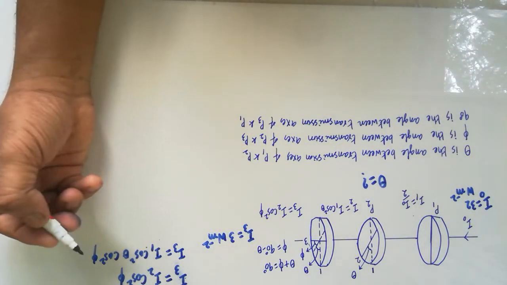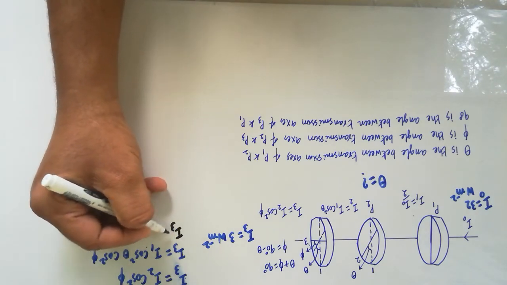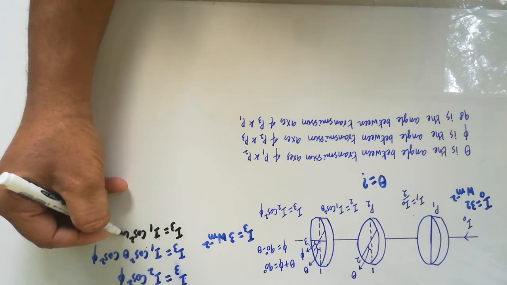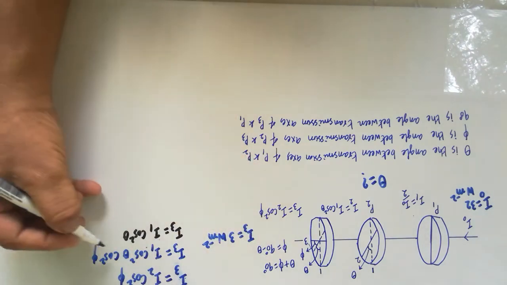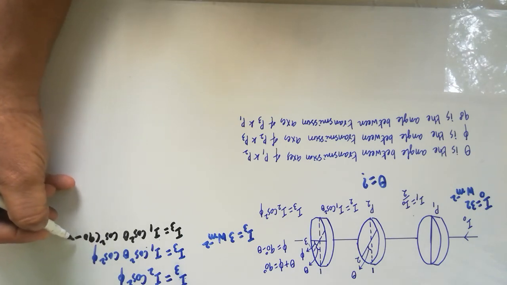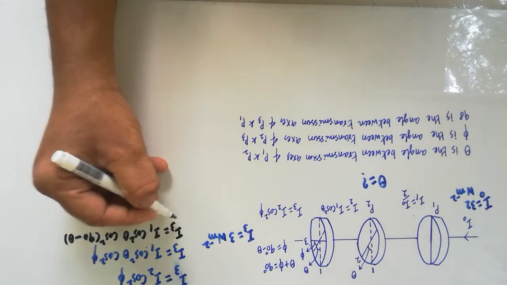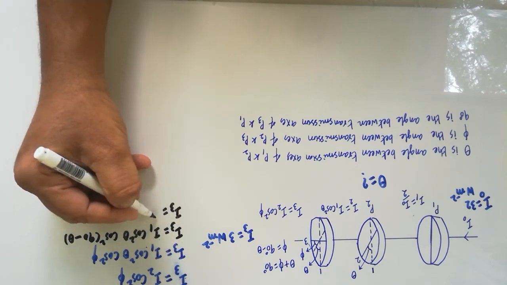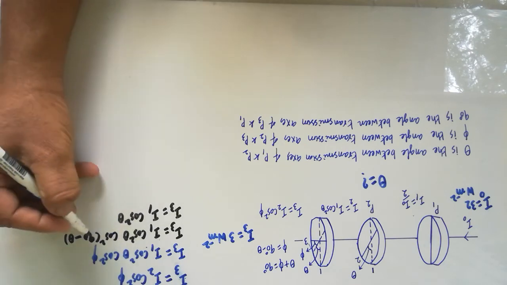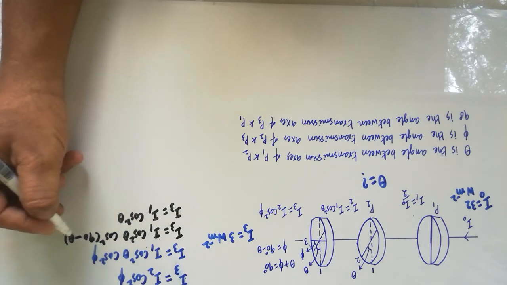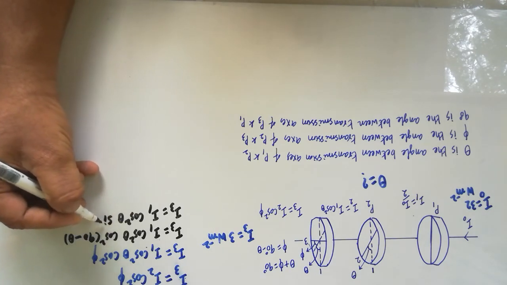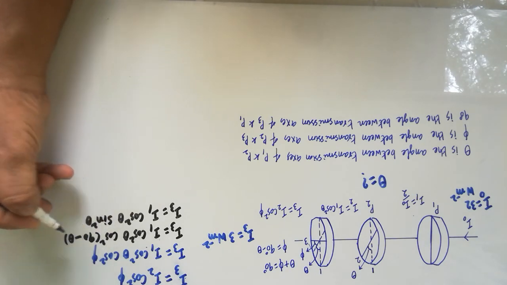In the next step, I3 is equal to I1 cos square theta cos square pi. We know the formula for pi. Instead of pi, you substitute 90 minus theta. I3 is equal to I1 cos square theta cos square 90 minus theta, and cos square 90 minus theta can be converted into sin square theta. Okay.